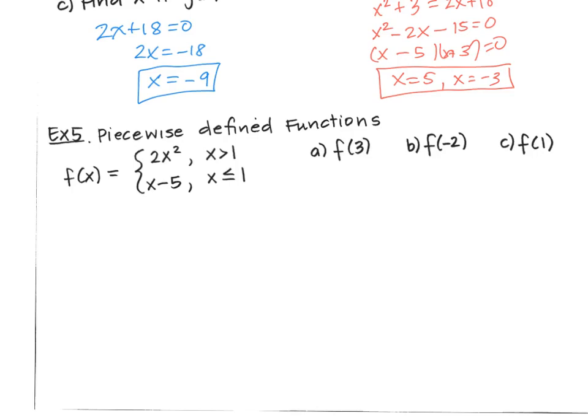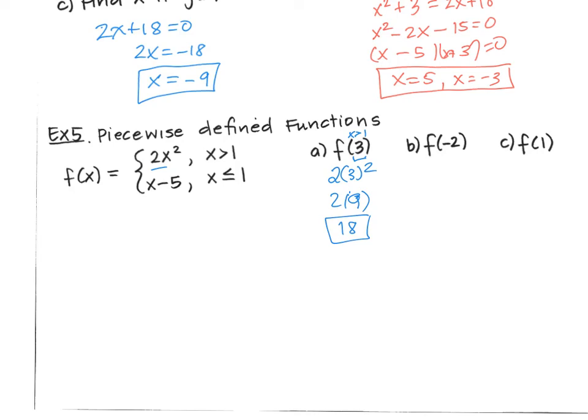So let's try f of 3. Now I have to look. If I plug in 3, is 3 greater than 1? Yeah, 3 is greater than 1, so I'm going to use the first function. Since x is greater than 1, I'm going to plug it in here. So 2 times 3 squared, do the exponent first. I get 18 for that.